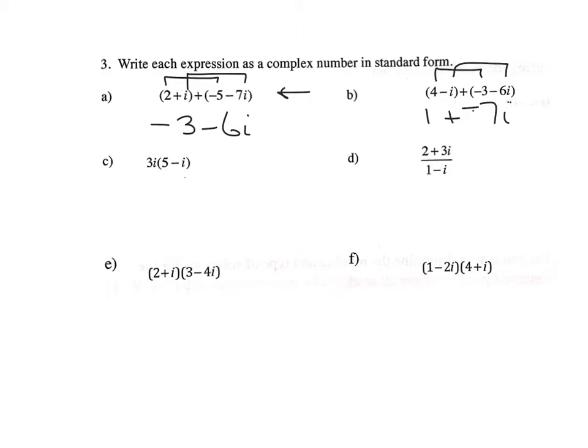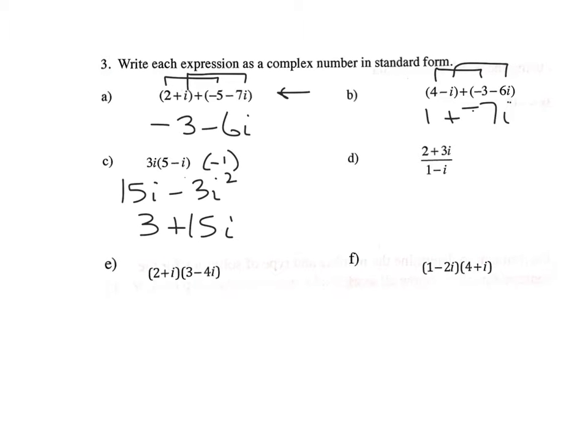Part C, distribute. 3i times 5 is 15i. 3i times i is 3i squared. Never ever leave an i squared. Don't forget i squared is really negative 1. And the negative 1 times negative 3 makes it positive 3 plus 15i.